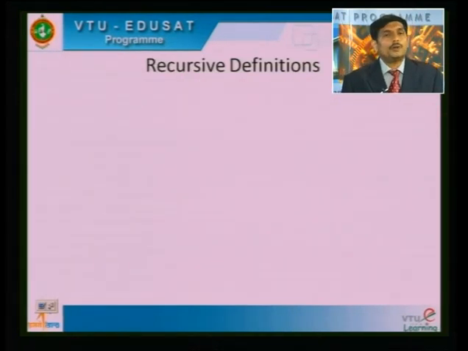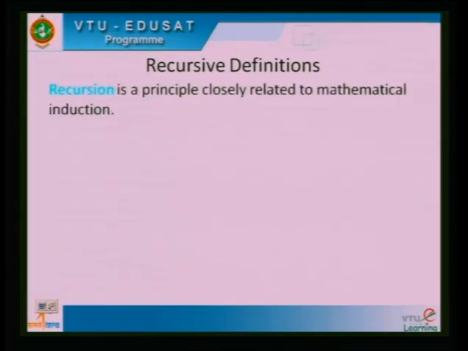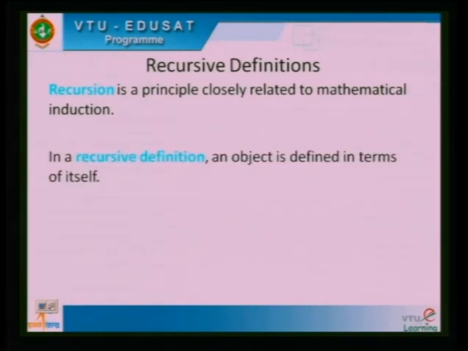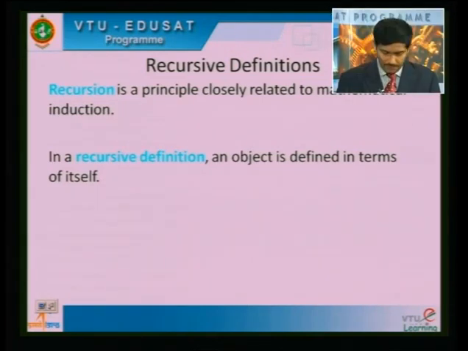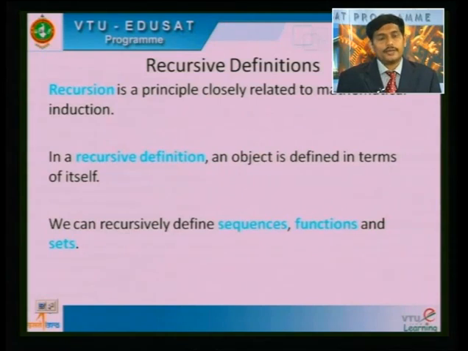Now we will go to some recursive definitions. You are already familiar with the definition of recursion. What is recursion? Recursion is a principle closely related to mathematical induction. In a recursive definition, an object is defined in terms of itself. We can recursively define sequences, functions, and sets. We already know this from the previous classes.